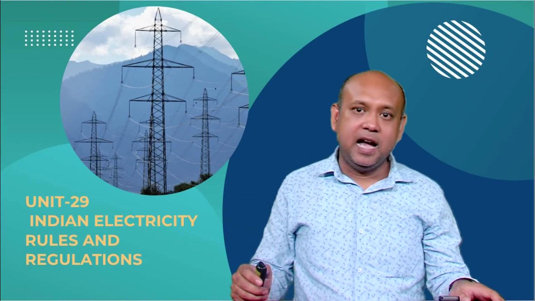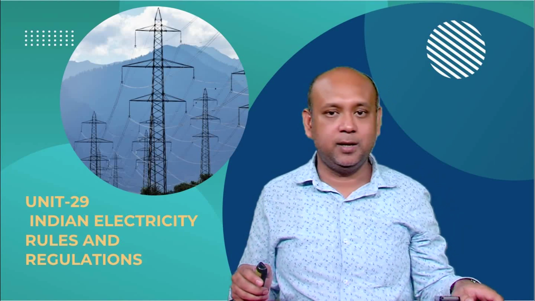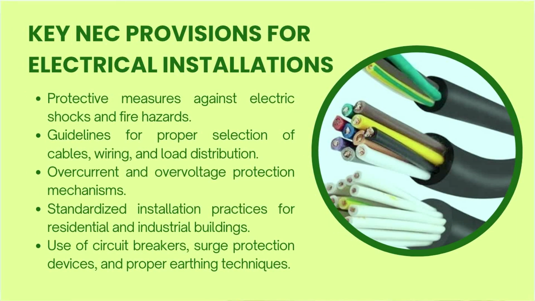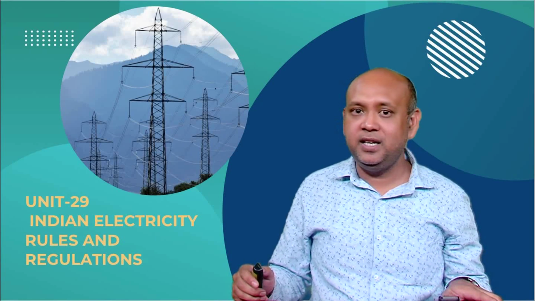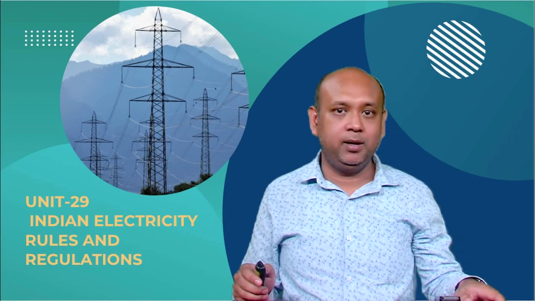The NEC outlines essential provisions to ensure the safe operation of electrical systems. These include protective measures against electric shocks and fire hazards, guidelines for proper selection of cable, wiring and load distribution, overcurrent and overvoltage protection mechanisms, standardized installation practices for residential and industrial buildings, use of circuit breakers, surge protection devices, and proper earthing techniques. So, by implementing these NEC guidelines, electrical installations can be made safer and more reliable.